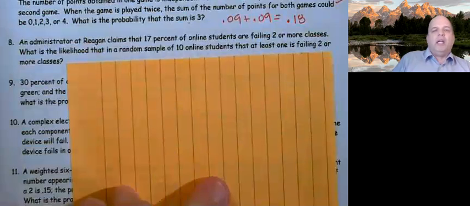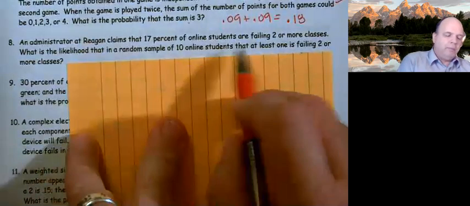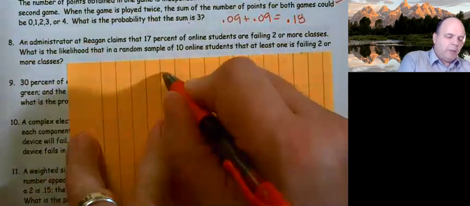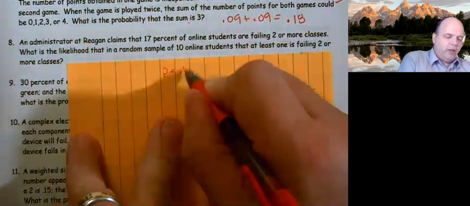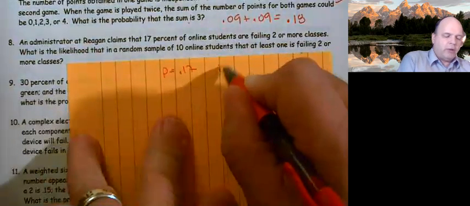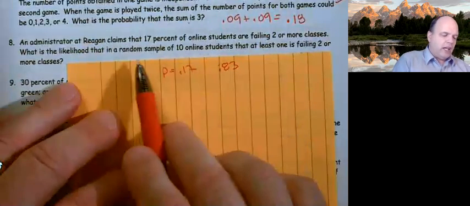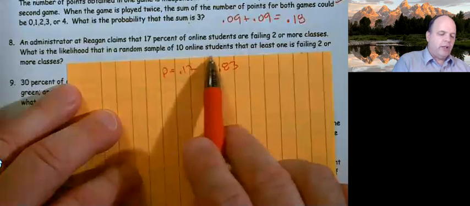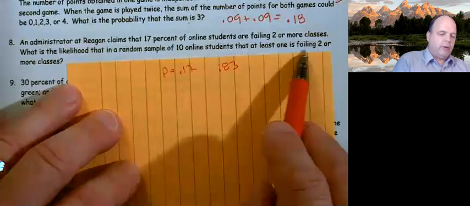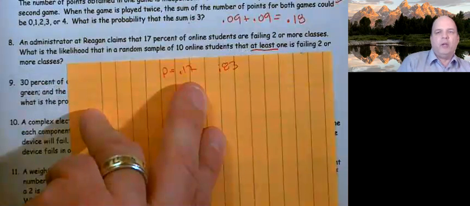And then I'm going to relate it to the binomial. It claims that 17% of the online students are failing. So the probability of failing is 0.17. The complement of that, 0.83, is my complement. What is the likelihood that in a random sample of 10 online students at least one is failing? Whenever I see at least, I think, hey, I'm dealing with a 1 minus situation.